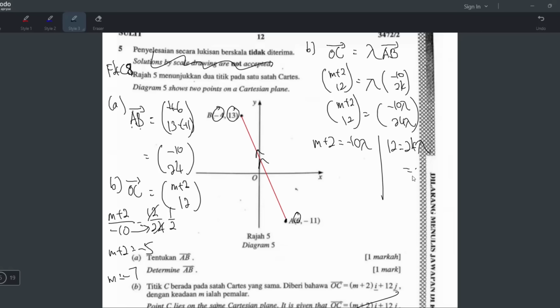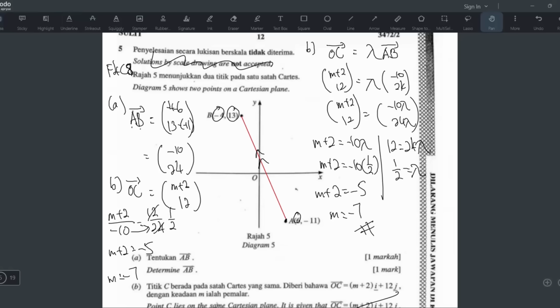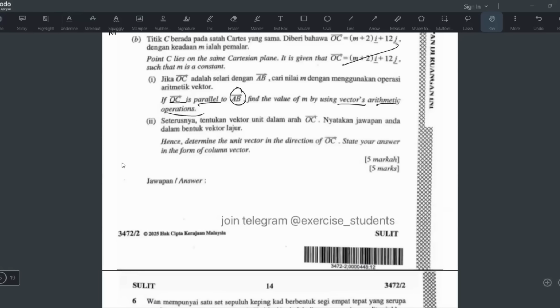Alright, let's find lambda first from here. 1 over 2. And then substitute inside: m plus 2 equals to negative 10 bracket 1 over 2. Negative 10 divided by 2 is negative 5. Here is m plus 2. So m is negative 7. This is our final answer. So you can see the answer is the same as this. But this method is also quite useful sometimes. Right? That's why I show it to you also. Okay, alright, done? Now let's do number 2.